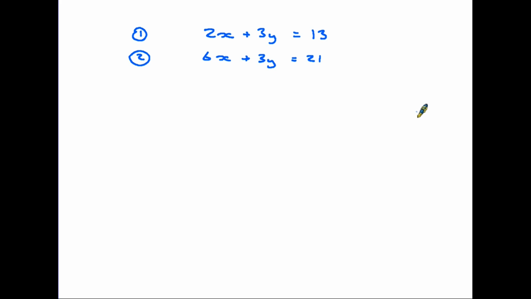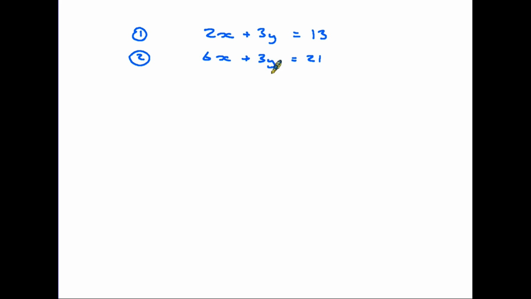Here we have a second set of simultaneous equations that we need to solve. Now, if I were going to add the two together, as I did in the last example, I would end up with 8x plus 6y equals 34. I have not eliminated either x or y, I have simply created a bigger equation. So we need to do something else.